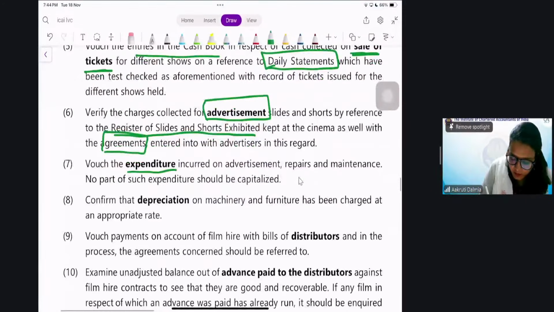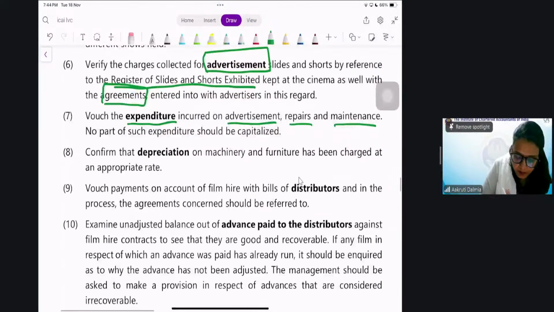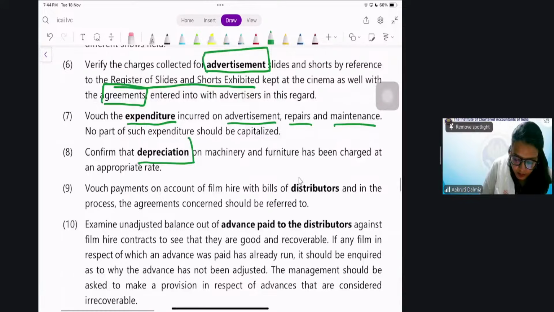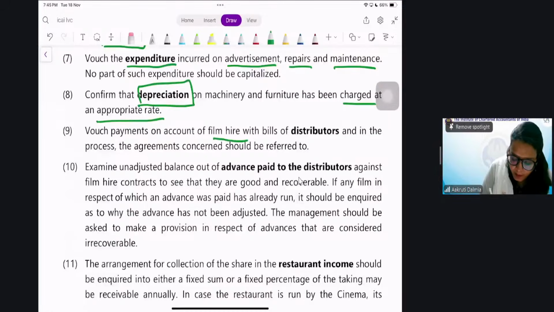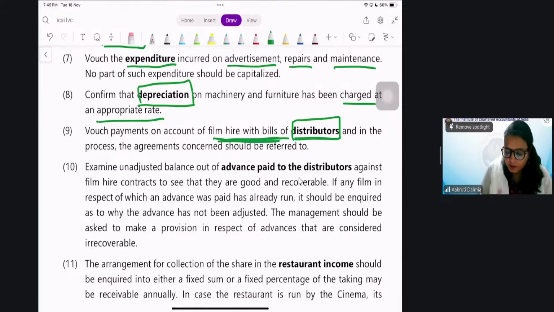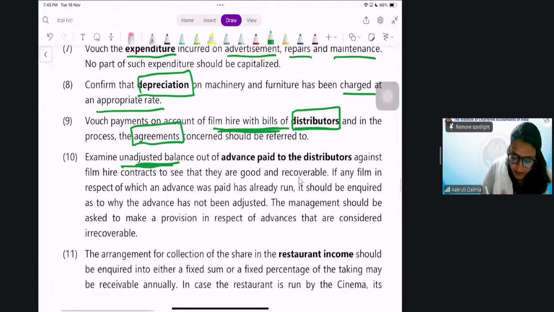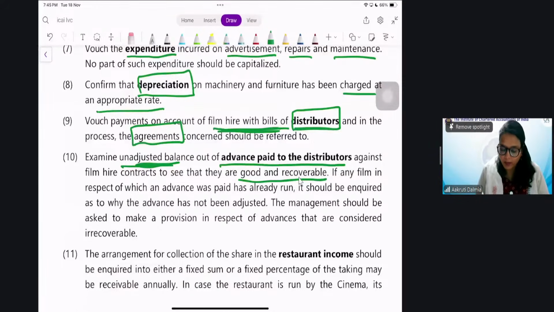Vouch the expenditure with respect to advertisement, repair, maintenance, etc. These are all revenue expenditure. Confirm that depreciation is properly done at the appropriate rate. Vouch payments on account of film hire with distributors. Okay, so you're hiring the movies, so bills to distributors are properly there, and you check the agreements. If there is any unadjusted balance due to advance paid to distributors against film hire, see that they are proper and recoverable. You can get that money back.